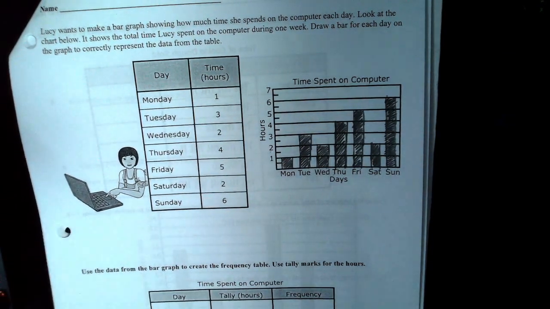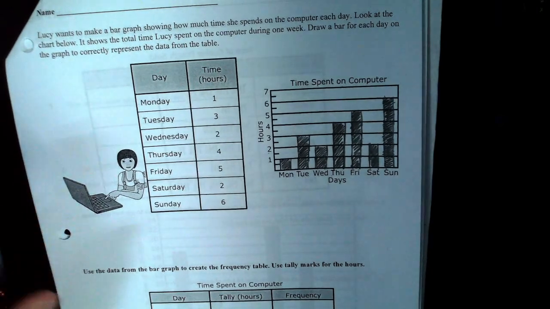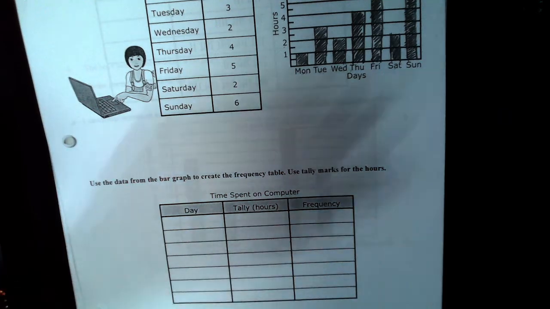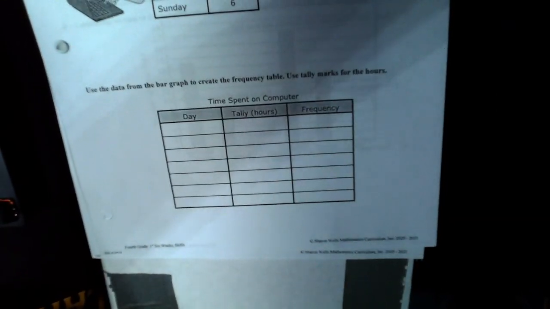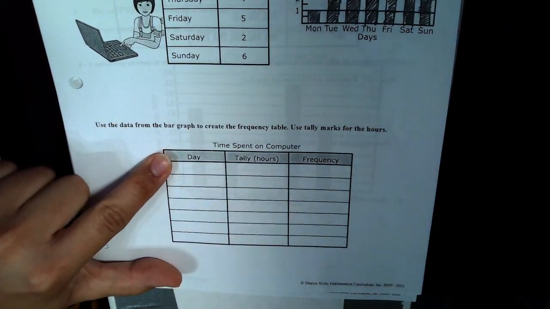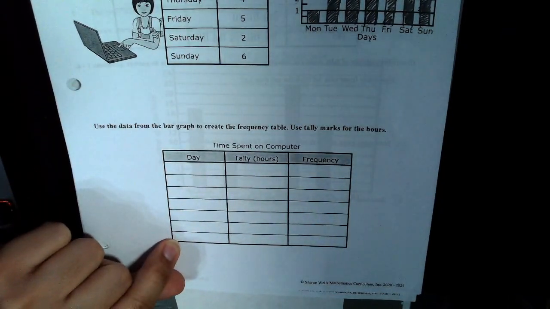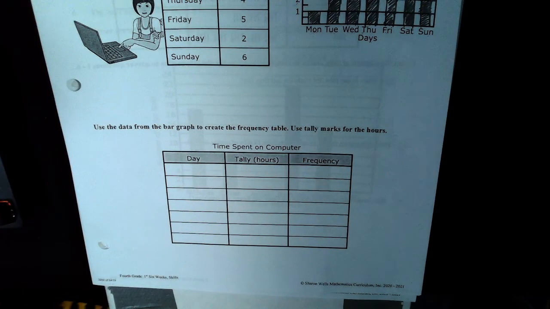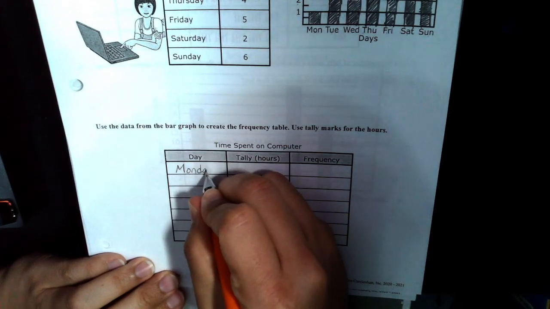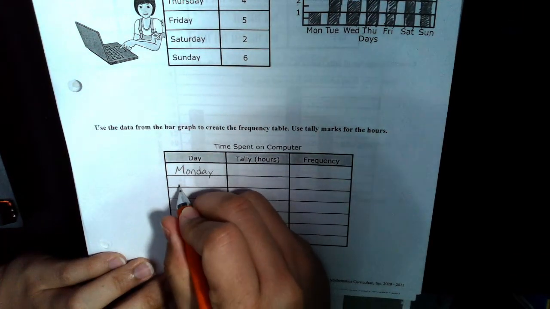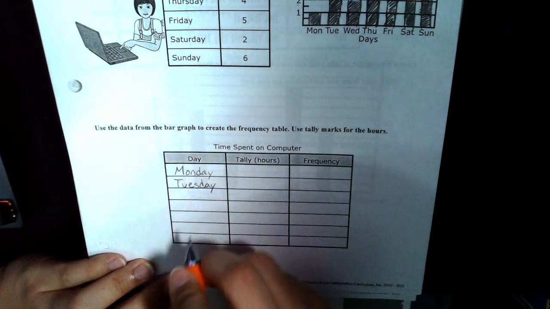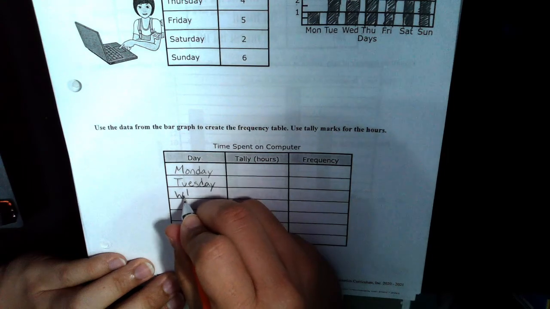And then they want us to take that bar graph, take this table, and make it into a frequency table, like we worked with the other days. That's not too tough. So the first thing I'm going to do, I'm going to fill out my days. I'm going to go in the same order that they did. So the first day is Monday, then Tuesday. Next would be Wednesday.